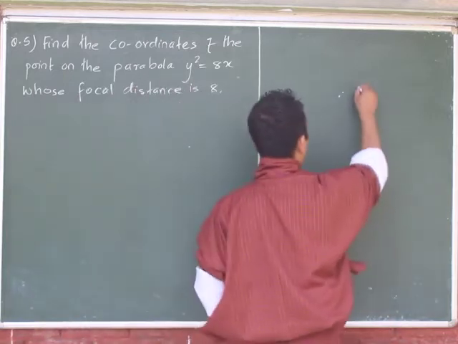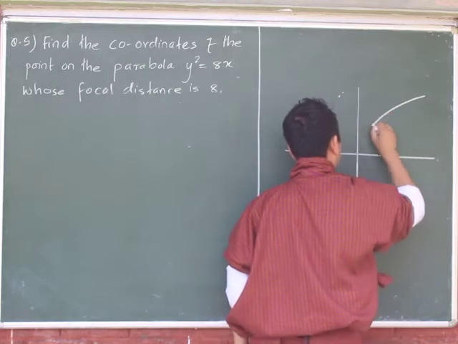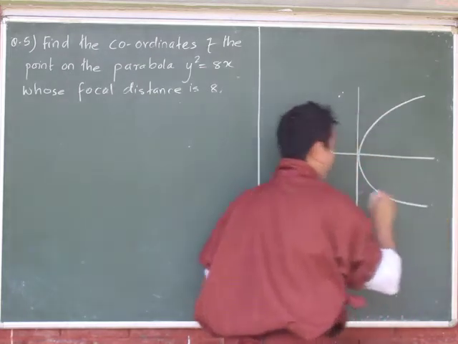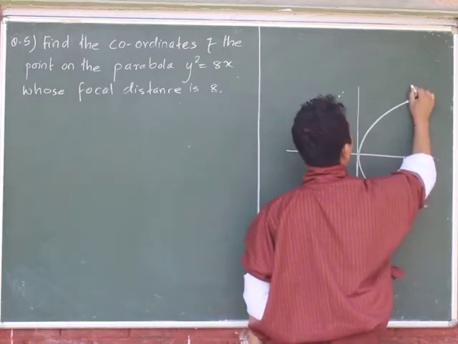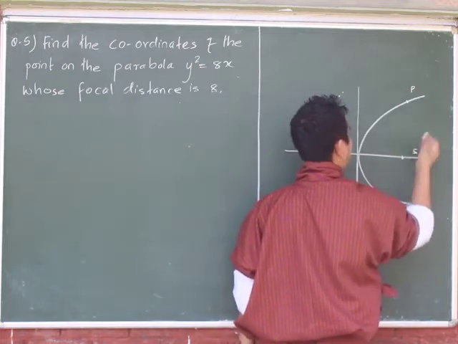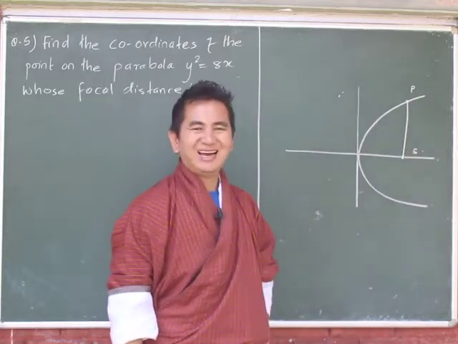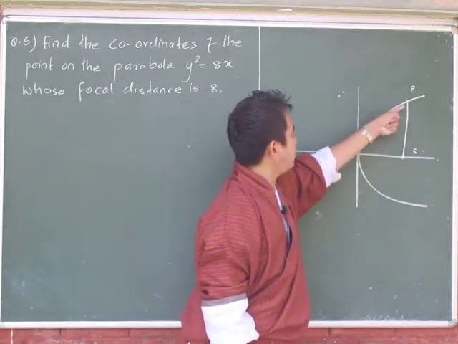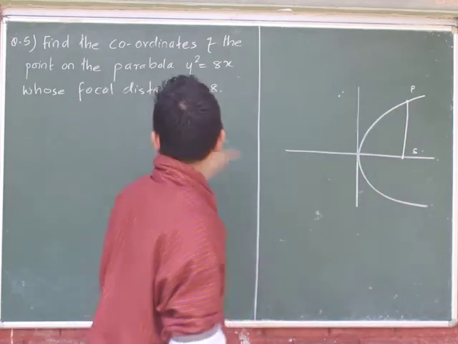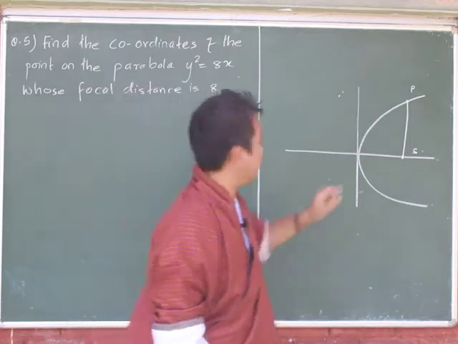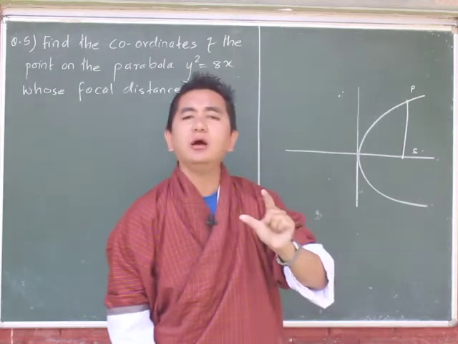So let me draw what actually the focal distance is. I will tell you. Let me take this one as a right-opening parabola. If this is the focus and you take a point P here, then S to P, the distance of the point from the focus, is called the focal distance. This is the definition: the distance of the point from the focus is called the focal distance.